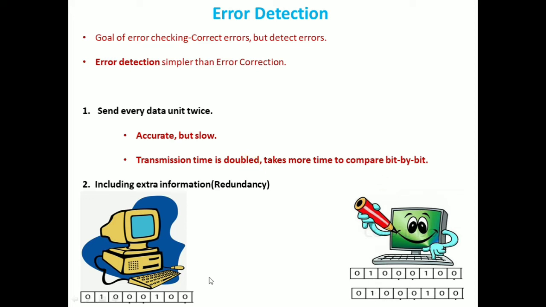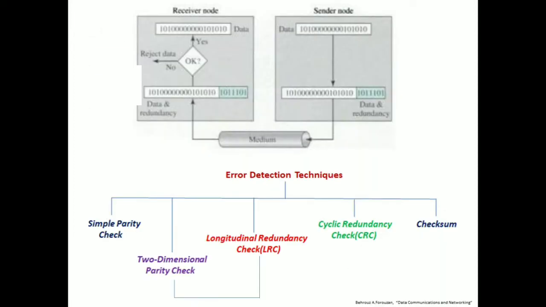This makes the transmission time double, and it takes more time to compare everything bit by bit. To avoid the transmission of the same data unit twice, we will include some extra information in the original data, which is nothing but redundancy. With the help of redundancy, we are going to detect whether the received information has an error or not. So let us see how redundancy works.